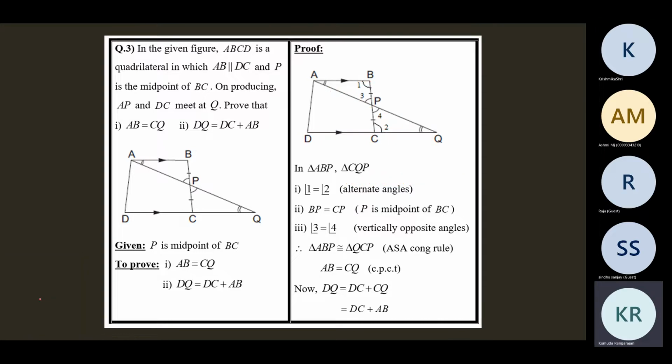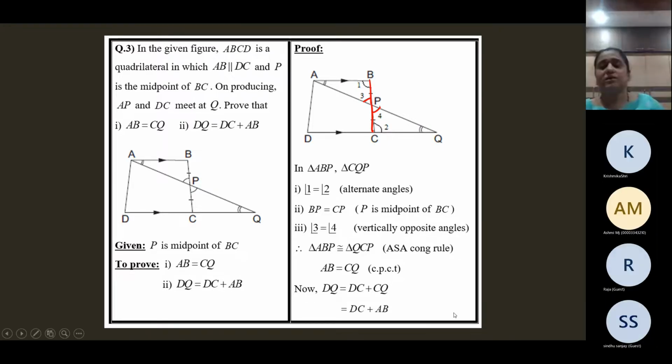Supposing you mention this angle is equal to this angle. Alternate interior angles are equal. See it, parallel line, transversal, parallel line, like this, the Z. Alternate interior angles are equal. So if you mention that, and vertically opposite angles are equal, and then BP is equal to CP, that will not make ASA, that will make AAS. You can also do it like that. Correct?